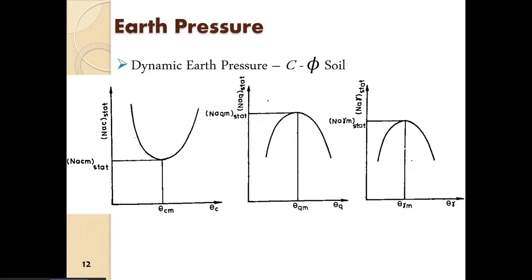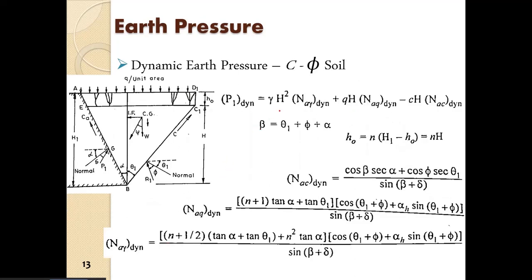In fact, Saran and Prakash, 1968, have already given the design charts. The only thing is that we first have to find out n, where n is h naught by h. We have to find h naught. Then we know phi and we know alpha, where alpha is the angle of inclination of the retaining wall. Then gamma h square is the frictional component of the earth pressure, then the surcharge q into h, and there is the cohesion component, and then we have the various coefficients.